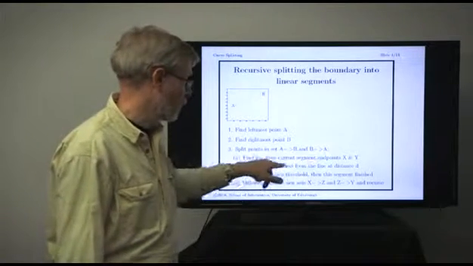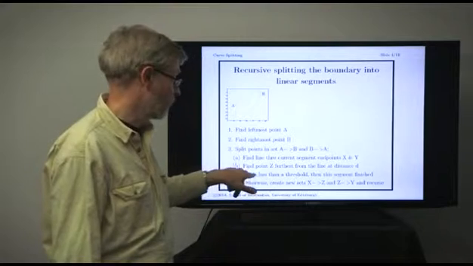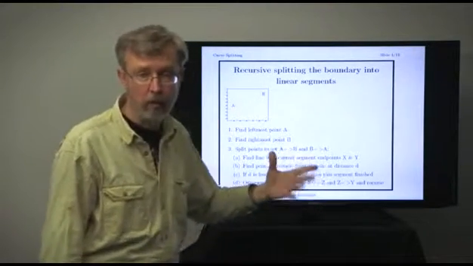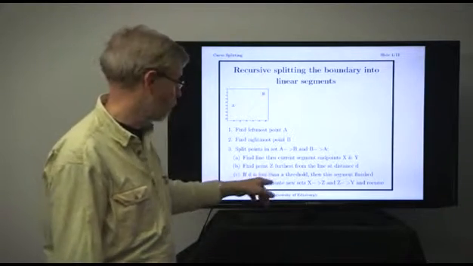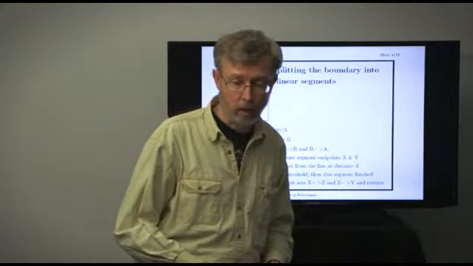We put the line through the current segment, we find the farthest away point. If that distance is less than a threshold, we say that segment is already finished, it's already a straight line, and otherwise we recursively split that into two subsets and carry on with the algorithm again.